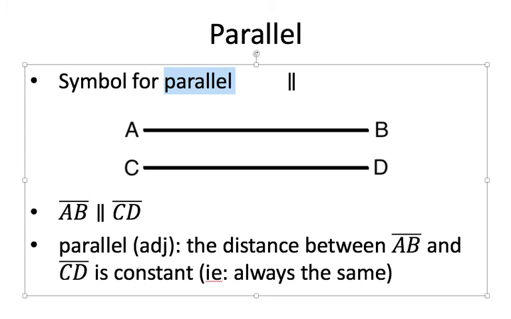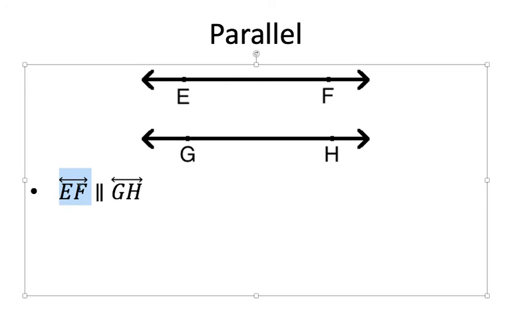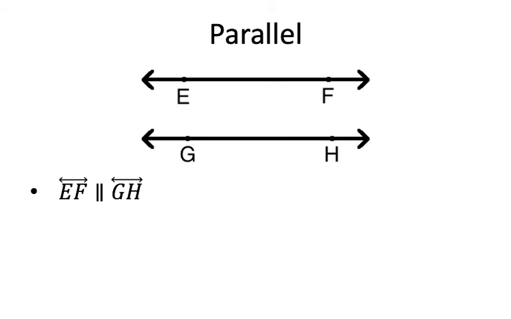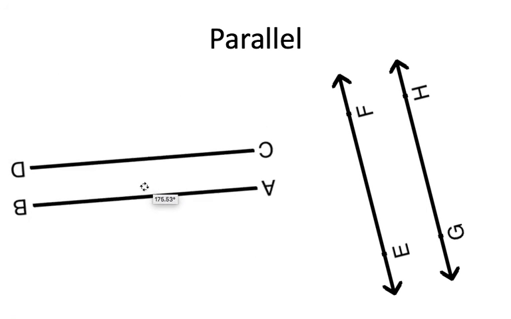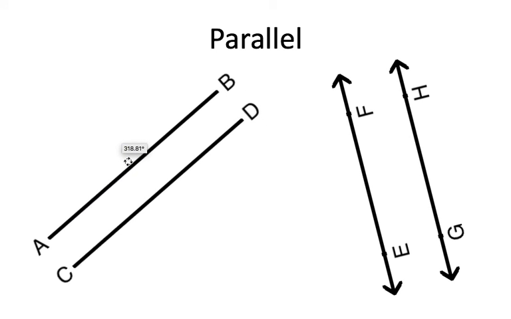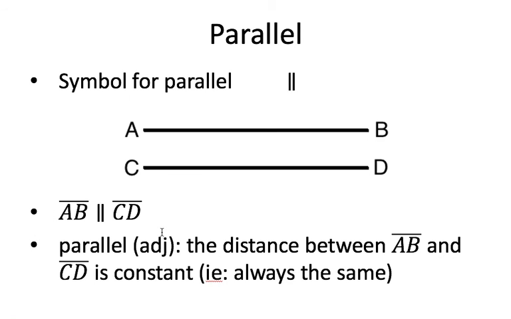So here, this is for a line segment. You can also have lines that are parallel to each other, and then you would just change the symbol from line segment to line. So these two lines, line EF is parallel to line GH. For these two examples, I drew them horizontal, but you can have parallel lines in any particular direction. Changing how they're inclined doesn't change whether or not they're parallel. As long as the distance between them stays the same, the two are parallel.